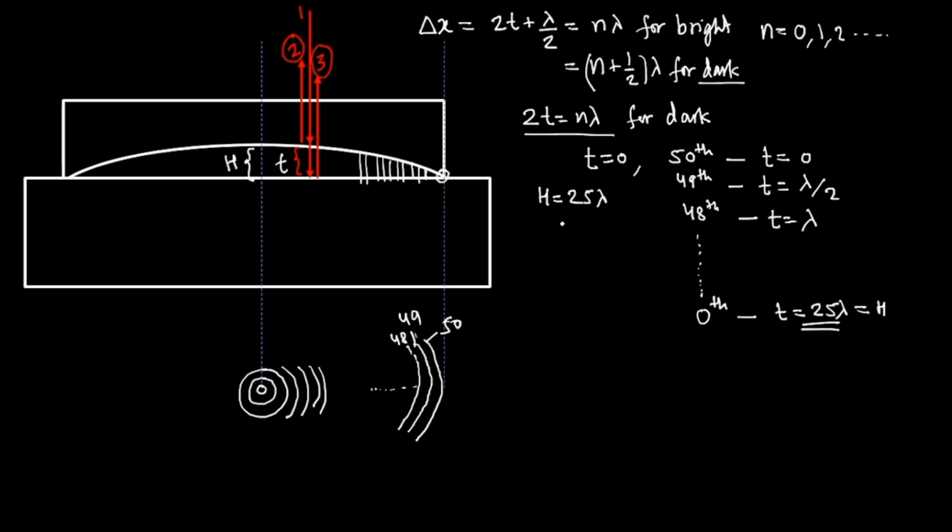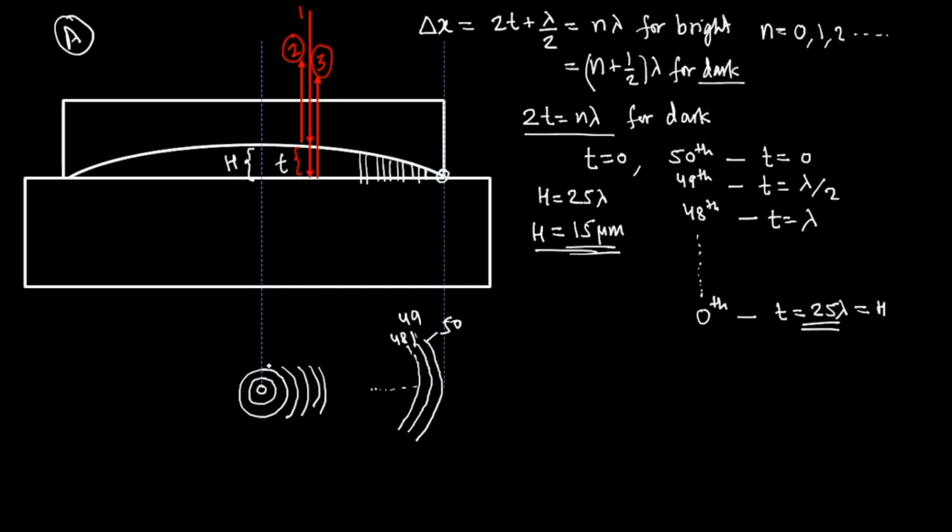and lambda you know is 600 nm, so h comes to 15 micrometers. So this is answer A, the first part. Okay, this you got. So A is correct. Now you have got the h.